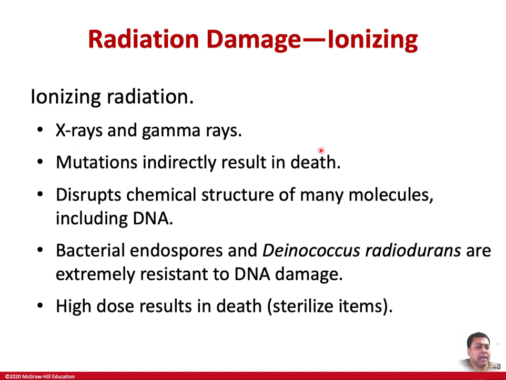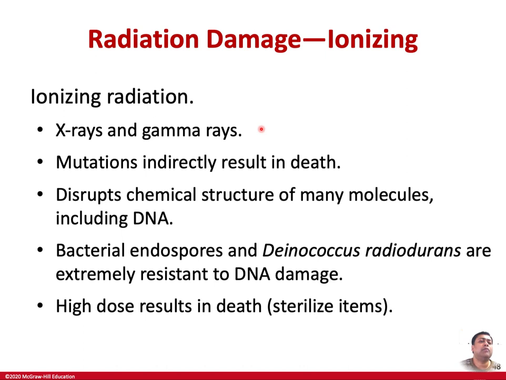So the ionizing radiation we talked about just now, the X-rays and the gamma rays, cause mutations that indirectly result in death. This disrupts the chemical structure of many molecules, including the DNA. It causes breakage in the DNA. And the bacterial endospores, for example Deinococcus radiodurans, are extremely resistant to DNA damage. On the other hand, a high dose results in death, so it is also used to sterilize items. So there are many materials that are sterilized by gamma rays.